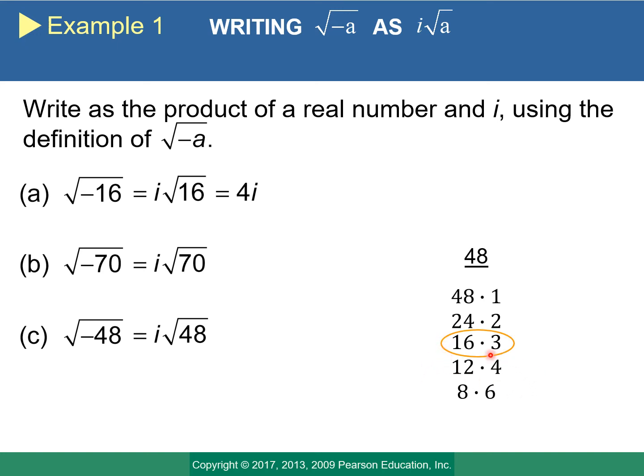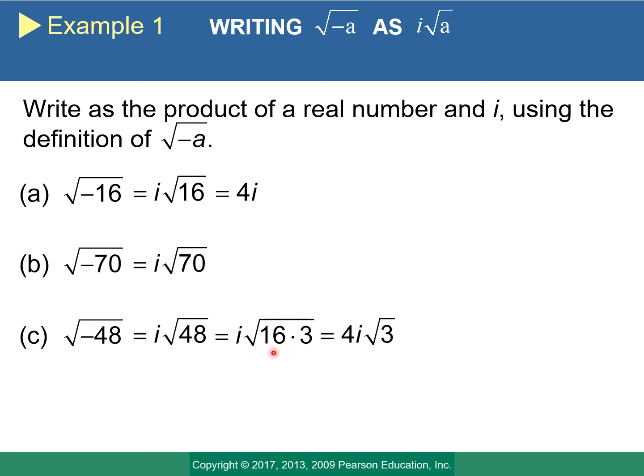So 4 is also a perfect square, but you always want to pick the biggest one on your list. So 16 and 3 are the same thing as 48. So you can say square root 48 is the same as square root 16 times 3. And then you can take the square root of 16. And so square root 16 is 4.